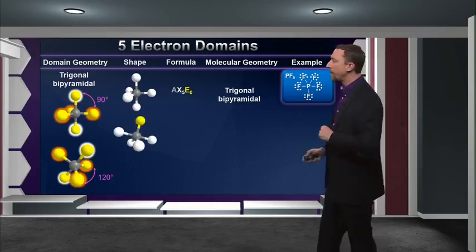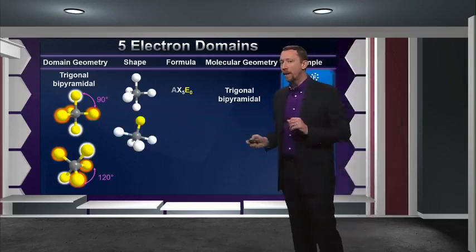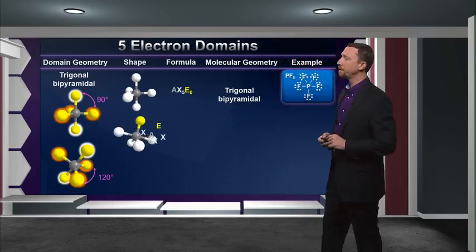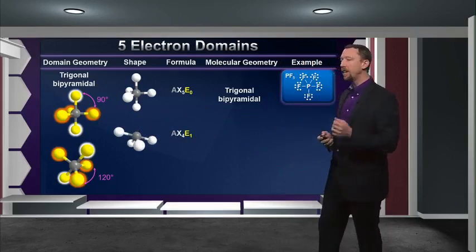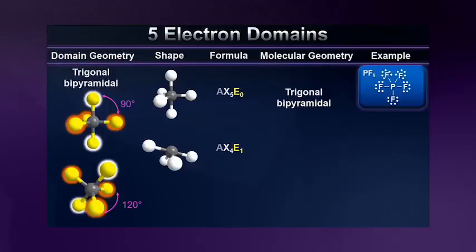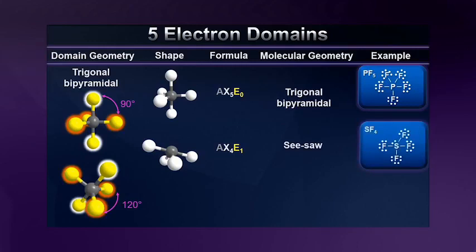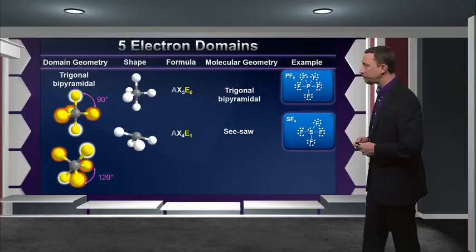But if we change one of those out and give ourselves one lone pair that is not involved in a bonded atom, we get an AX4E1 formula and a molecular geometry that looks a bit like a seesaw. So that's what we call it. This is a seesaw molecular geometry. And an example of this is sulfur tetrafluoride.